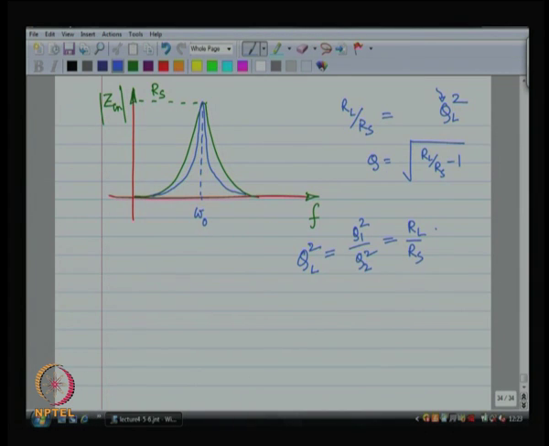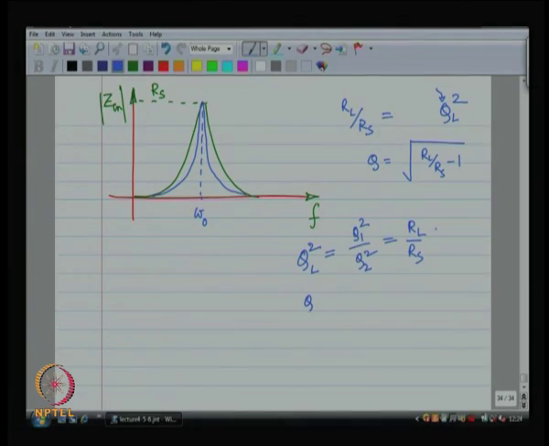So, something like this. Q1 squared has got to be Q2 squared times Q_L, and the net Q is Q1 plus Q2. So, it is definitely more than the Q of the L match, can't be less, right. So, you will get a much sharper match in this case. Fine, so far so good.